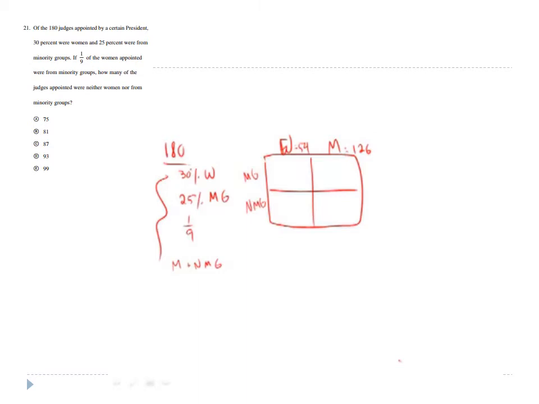Okay, now we know 25% are from minority groups, but we actually want to jump across that because we have this nice number here. It's not just percent here, but we have this fraction that tells us specifically the women appointed were from minority groups. So we can actually come in here and put in a specific number. 1/9 of the 54, or that's a 6, were from minority groups, meaning that 48 were from non-minority groups.